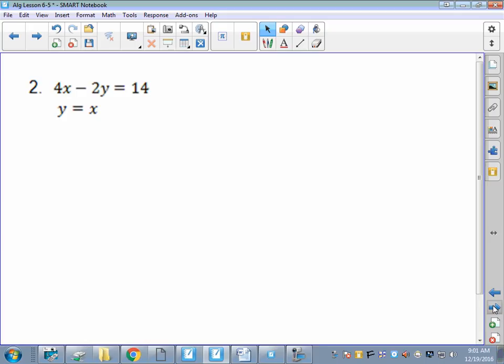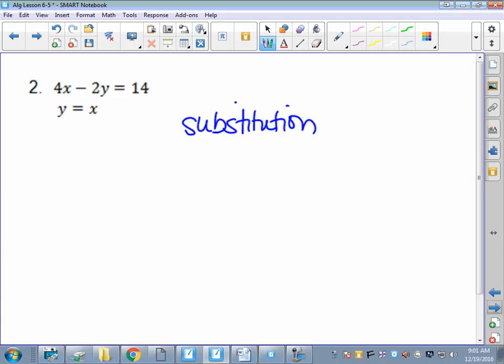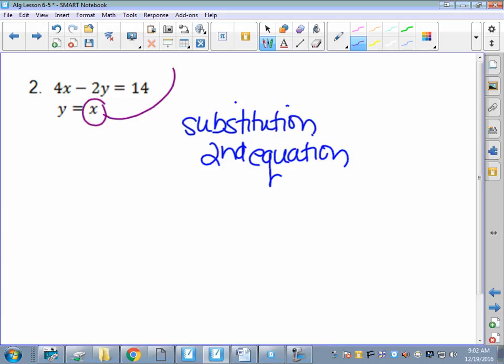The second one is easy, right? Our y-intercept is 0 and our slope is 1. So you could graph them, but that seems like a lot of work. Would you do substitution? I noticed substitution because my second equation tells me that y equals x. So in that first equation, wherever I see a y, I'm going to put an x in place of it, and then I can go ahead and solve it.